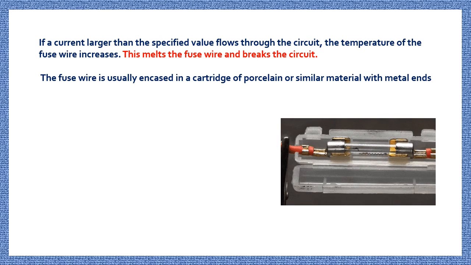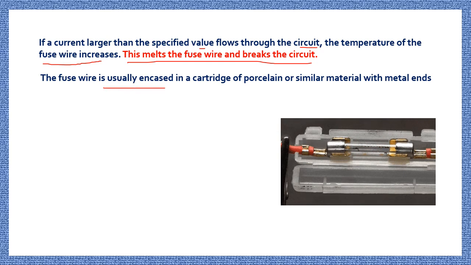Here you can see how the fuse is working. See, due to low melting point, here you can see this wire breaks up and electricity will not pass, and this will save our electric gadgets. Okay, let me clear this red point. Okay, so if a current larger than the specified value flows through the circuit, the temperature of the fuse wire increases, and this melts the fuse wire and breaks the circuit. That you can see over here in the animation clearly.